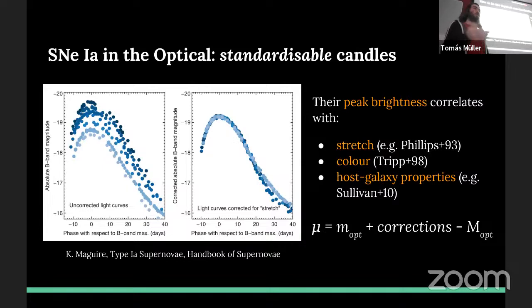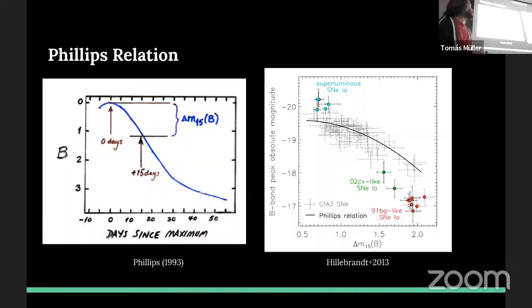Essentially, to measure distances, the distance modulus is equal to the peak apparent magnitude in the optical, to which you apply these corrections, and then you subtract the absolute magnitude. Of course, for this we need to know the absolute magnitude of type 1a supernovae, and I'll go back to this in a second. So in principle, it's really simple to measure distance.